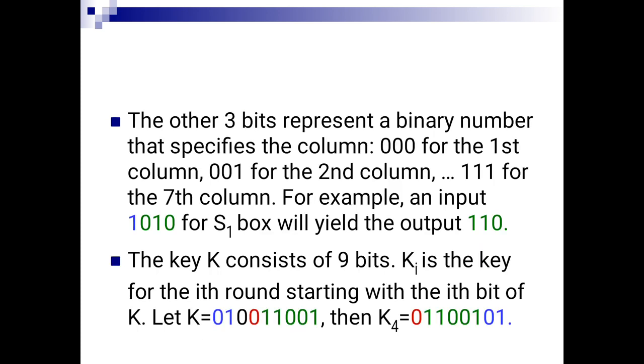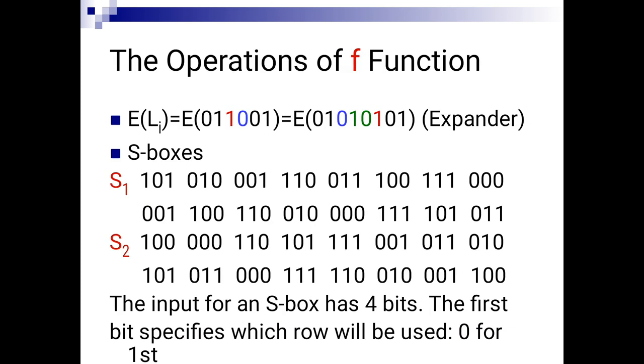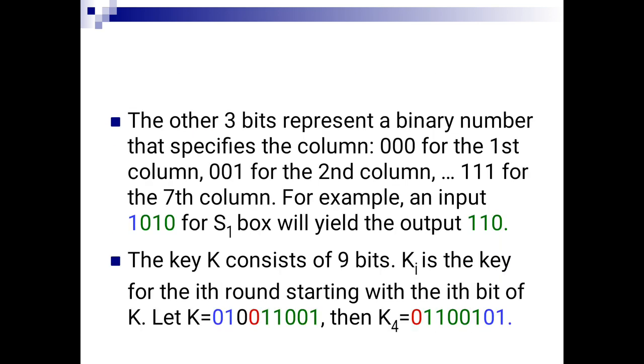And the other bits represent a binary number that specifies the column: 000 for the first column, 001 for the second column, and 111 for the eighth column. For example, an input 010 for the S1 box will yield the output 110.